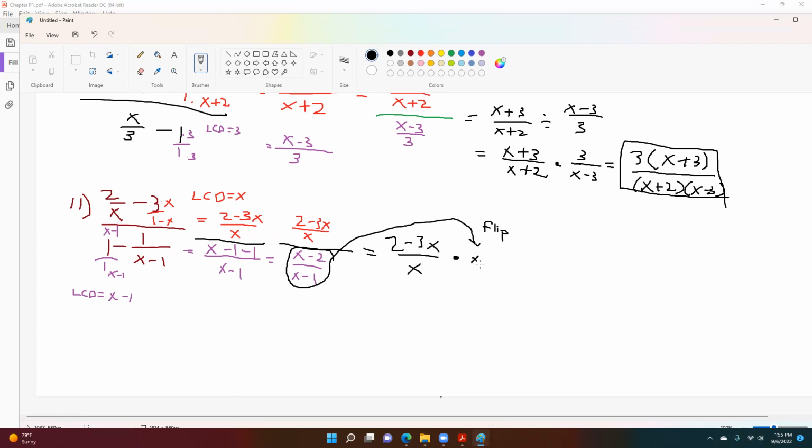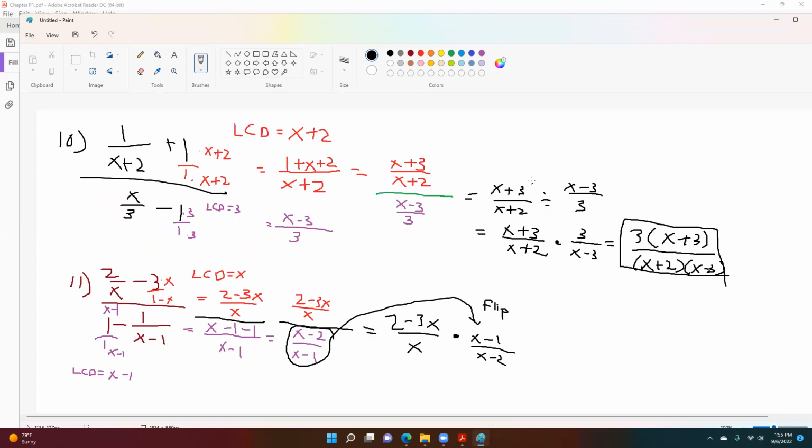So it's x minus 1 over x minus 2. So this is how you can still do the same thing I just did in question 10, but this will be a faster way to do it. And then now you try to factor this, and then after that, cancel common terms.